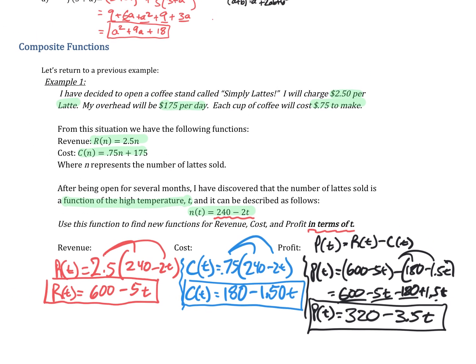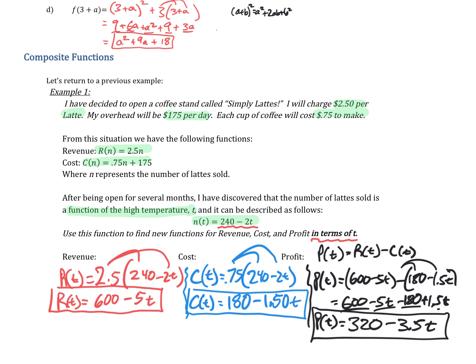All right, so now if I wake up in the morning and I get my weather app out and I figure out the temperature, the high temperature of the day, I can plug that into my new formulas, and I got a pretty good idea what my profit will be, my cost, and my revenue. So this is what we call a composite function, because we've taken this function n of t and plugged it in for n here. So we've put this n of t, this whole function here, and dropped it in for n. That's what we call a composition. All right, so let's explore that a little bit more and see how we can make some composite functions.